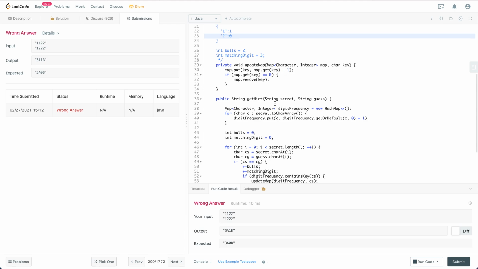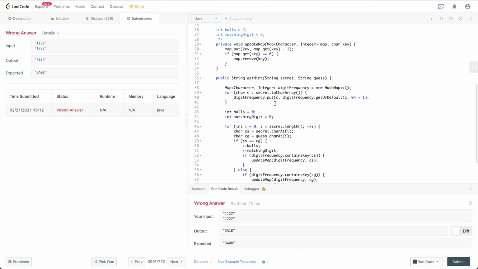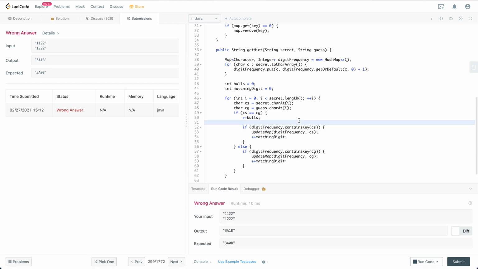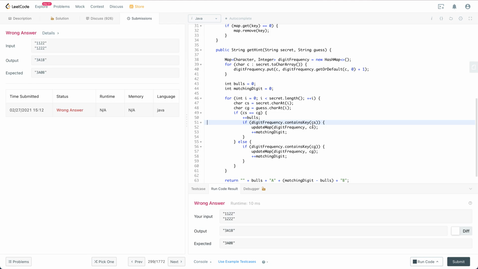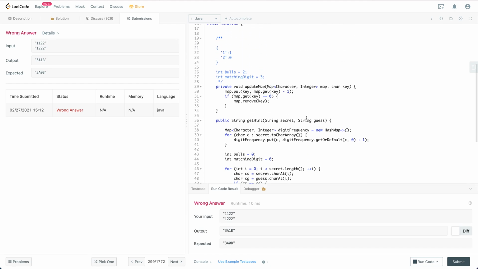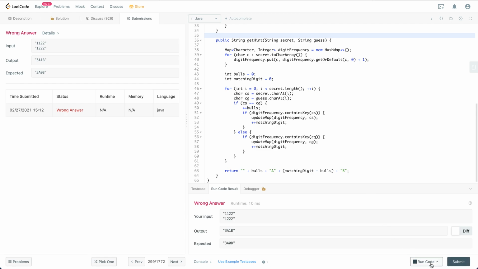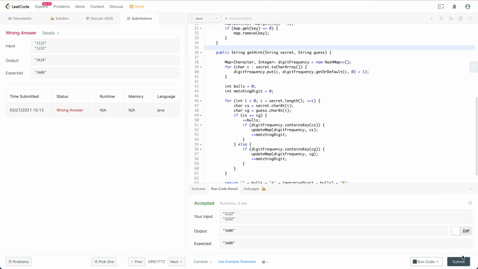Oh, okay, so actually the matching stuff is not really right. If it is matching, then we are still trying to plus this one here. So instead we need to move it inside. So if we have already consumed the budget for us to match, then we just don't update the matching digit. After that, I think it should be able to solve this problem.